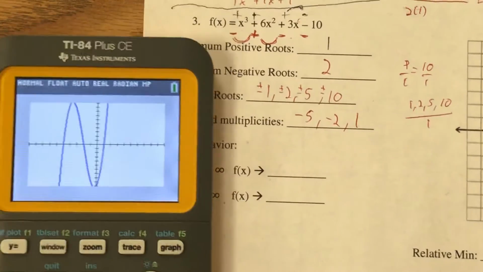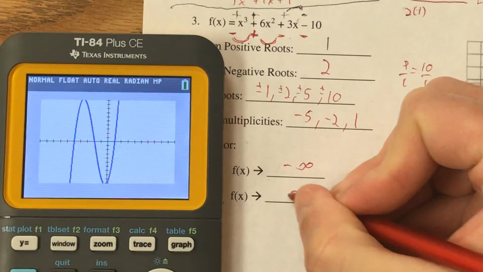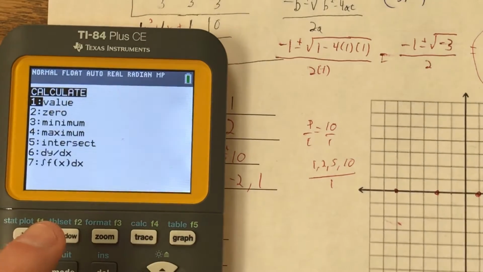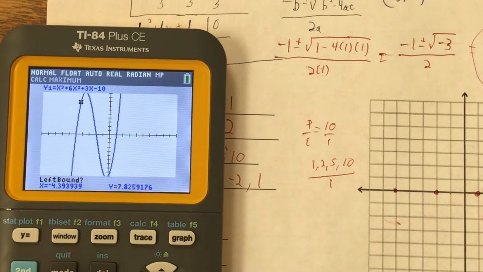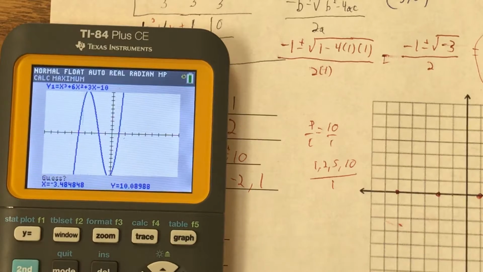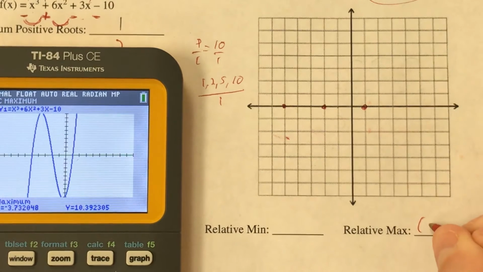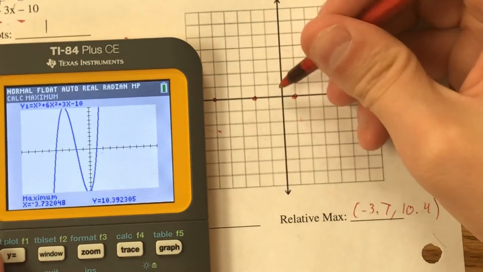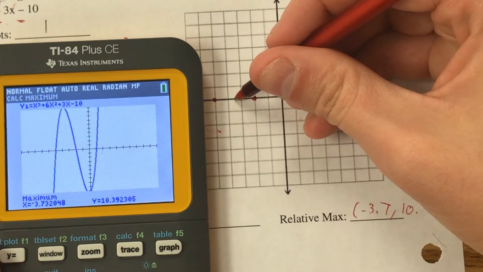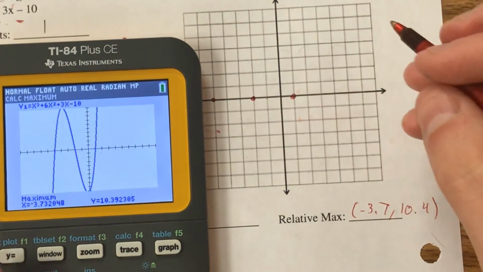End behavior, it looks like this one goes down and this side goes up. Relative max and mins. Let's do max first. Relative max is -3.7, 10.4. So 3.7-ish, and then up to 10. It's going to be up there quite off the graph.